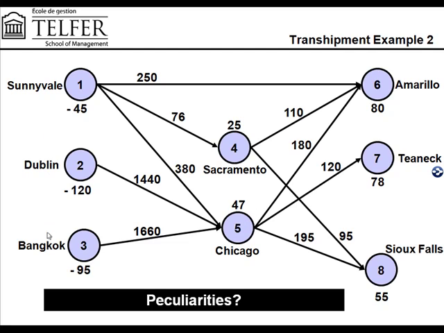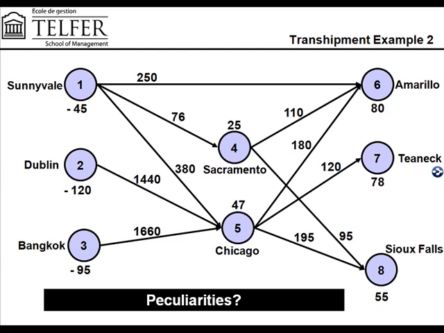Sunnyvale, Dublin, and Bangkok are your 3 supply points, and they just have outflows possible for 45, 120, and 95. So in this scenario, you do have transshipment points with their own demands, and you have demand points with their own demands as well. So that's one thing which is different about this problem. Also, if you add up the total supply and the total demand, in this example, the total demand is more than the supply. So this is an unbalanced problem.